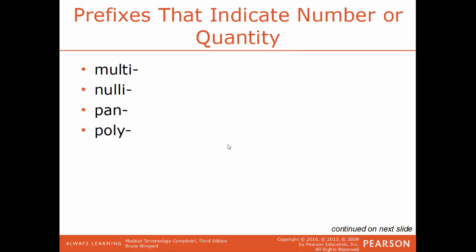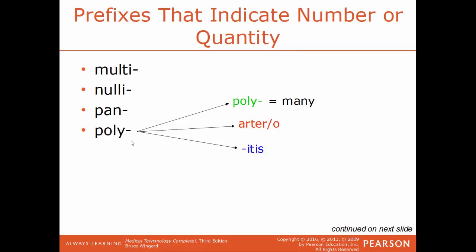And poly means many. And focusing on that prefix, if you add that to the root word arterio, add the suffix itis. Of course, poly means many, arterio means artery, itis means inflammation. So add all those three together, you get polyarteritis. So inflammation of many arteries all at the same time.